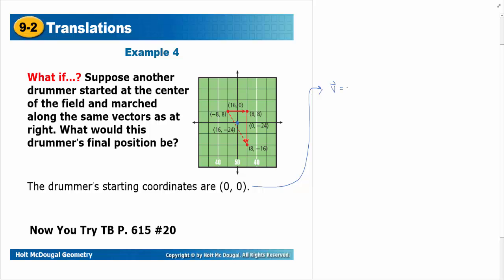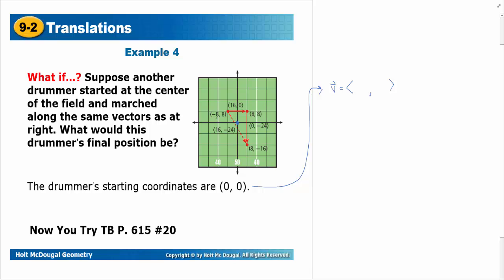V for vector. And we just need to find the horizontal movement and the vertical movement. And then we can just draw the vector. We don't need to draw the right triangle, but it wouldn't hurt if we did. But here we go. So starting at this initial point, we're going to see how far do they go to the right and how far do they go down.